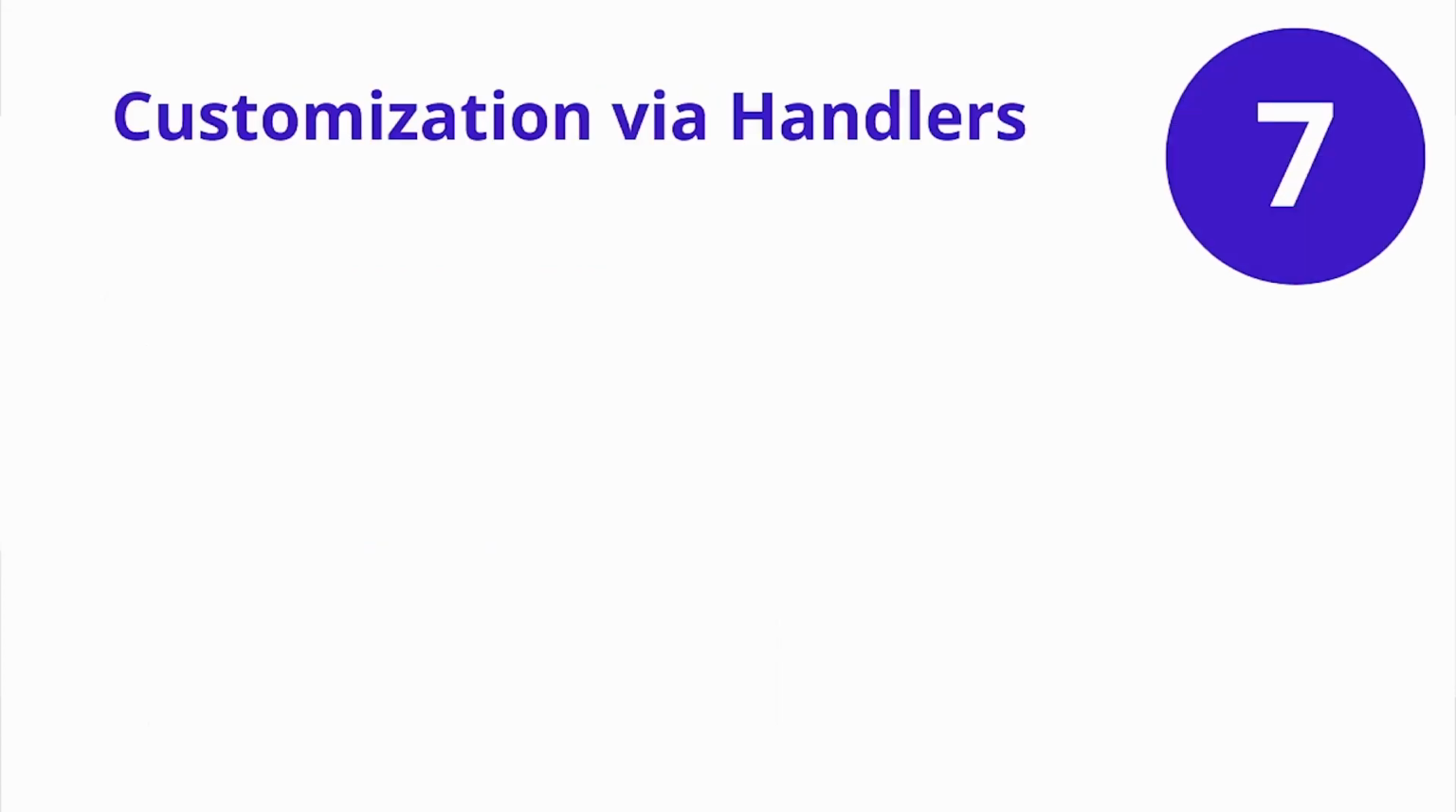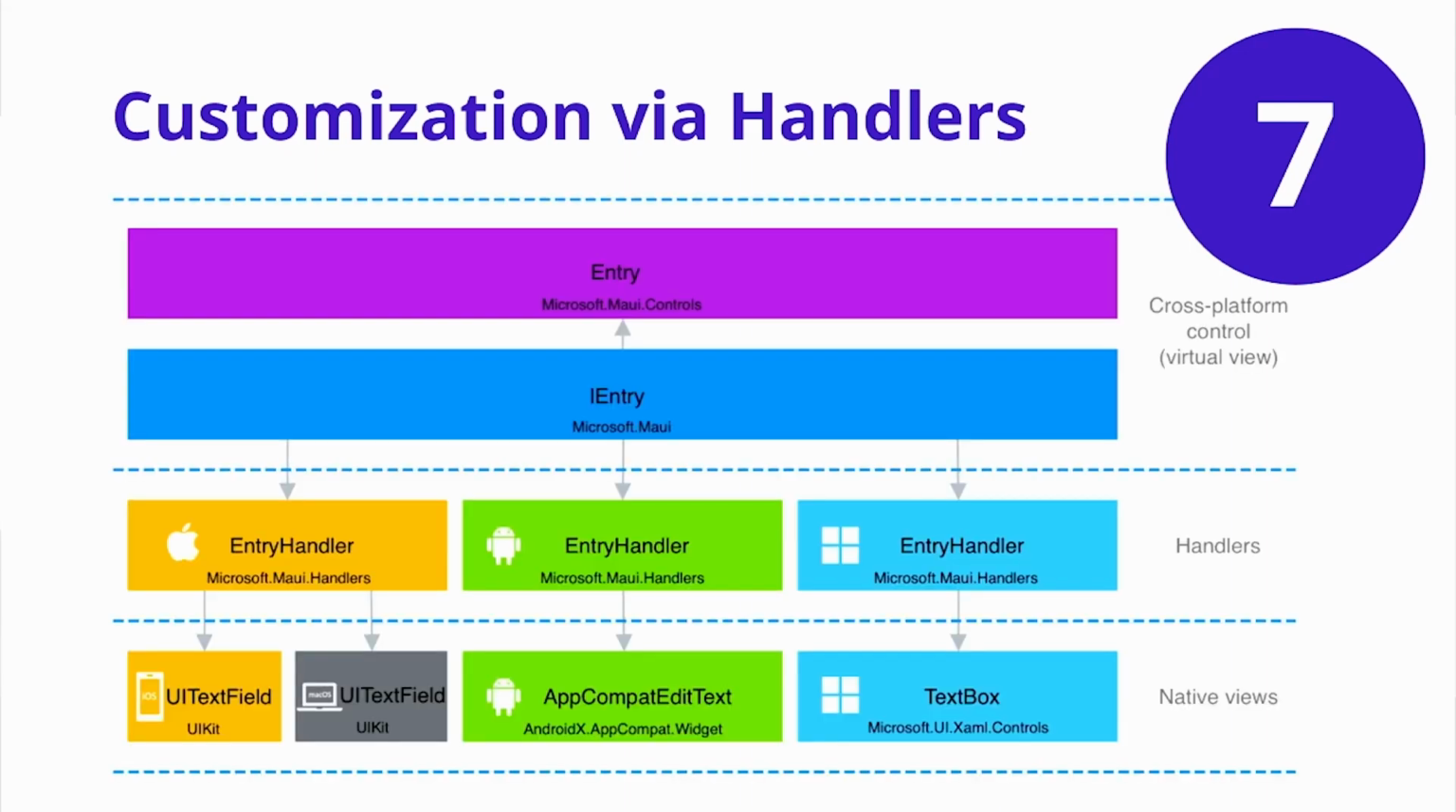Number 7, customization via handlers. So something super exciting about MAUI and super awesome about it is that if all of our APIs and all of our community toolkit offerings aren't enough for you and you want to go above and beyond to really customize your app, you can do that. You can access the individual handlers for the specific platform.